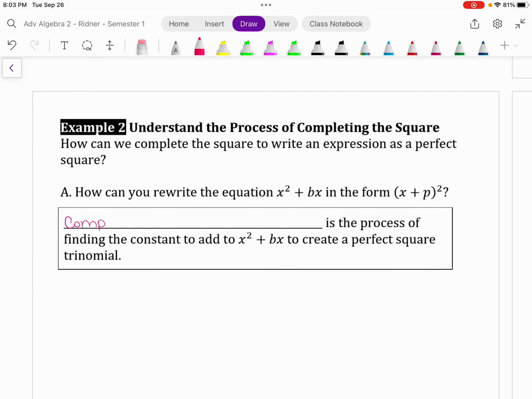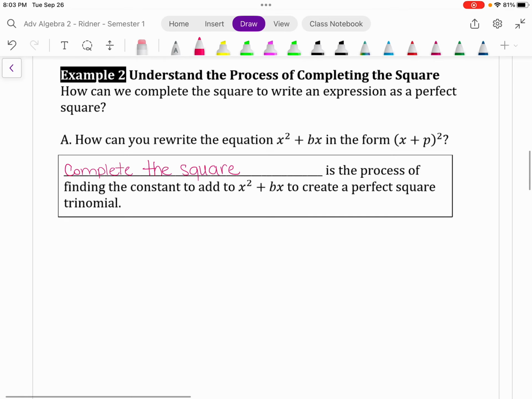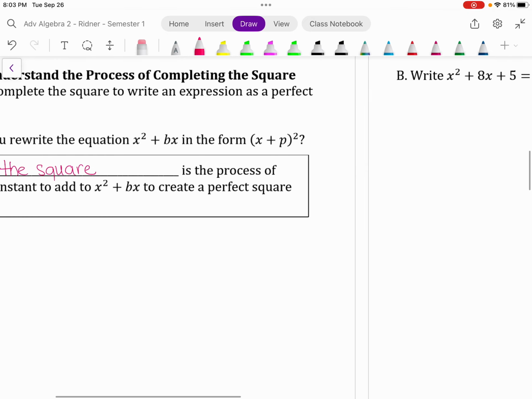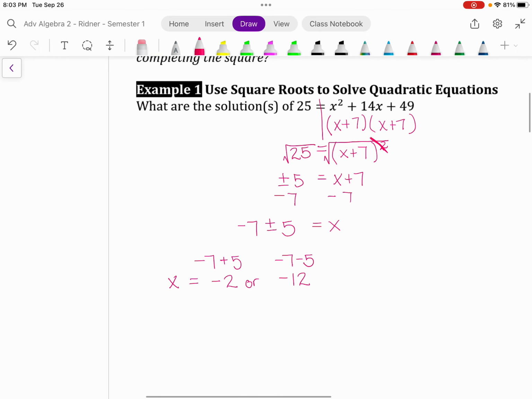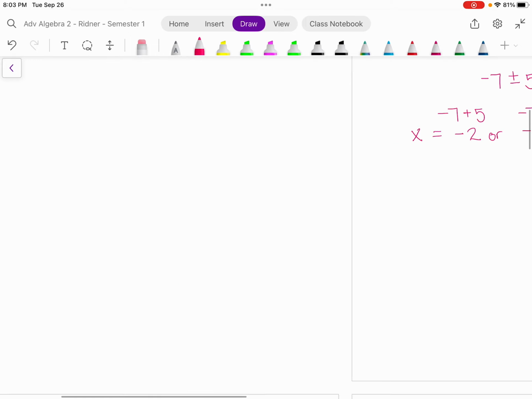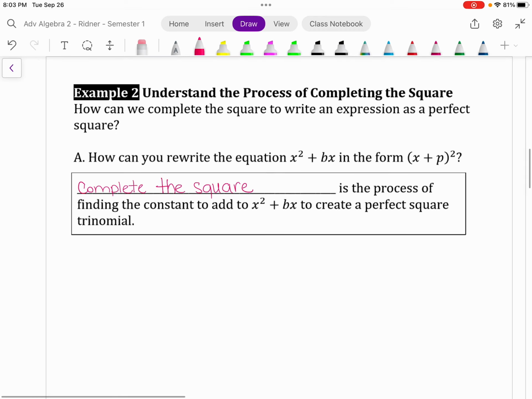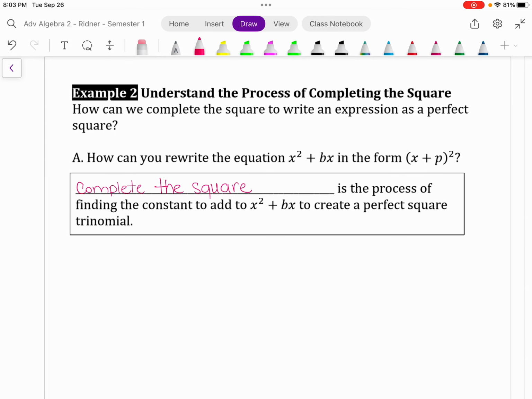Completing the square is a method or a process of finding the constant to add to x squared plus bx to create a perfect square trinomial. So if we think back to that last example we did, we had something times itself right here so that we could get that. What if we found a way to add something every time to make that true?